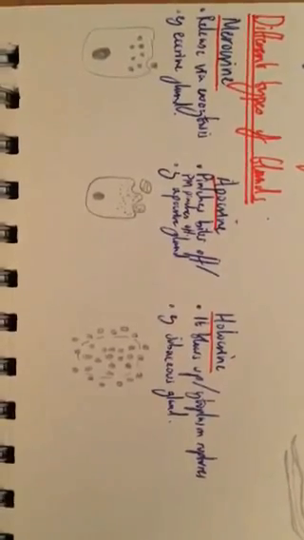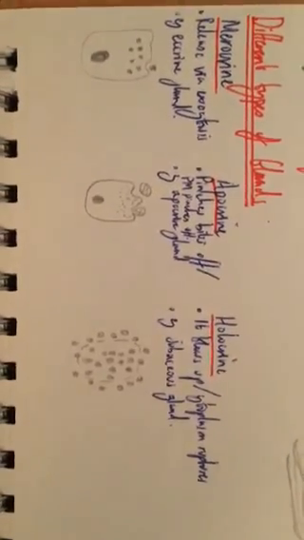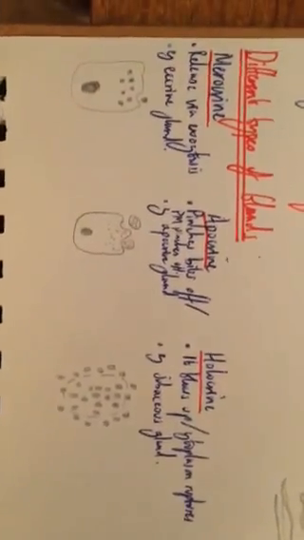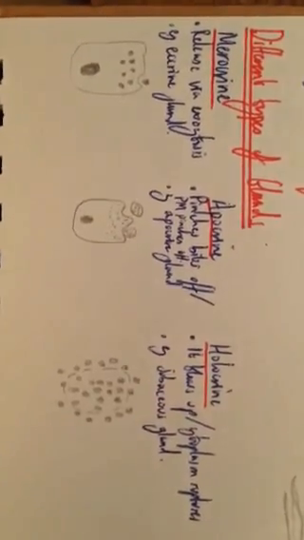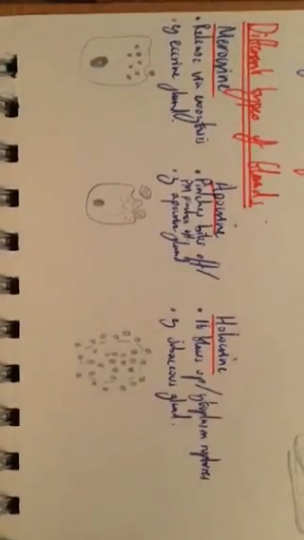And next is our holocrine. Holocrine is like a mad one. It blows up, or the cytoplasm ruptures. So merocrine is released via exocytosis. Apocrine pinches off bits of its plasma membrane. Holocrine blows up, or the cytoplasm ruptures.